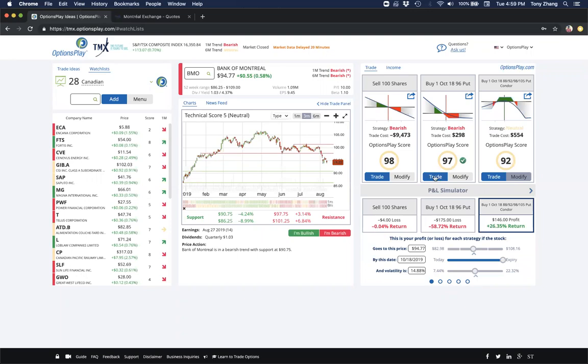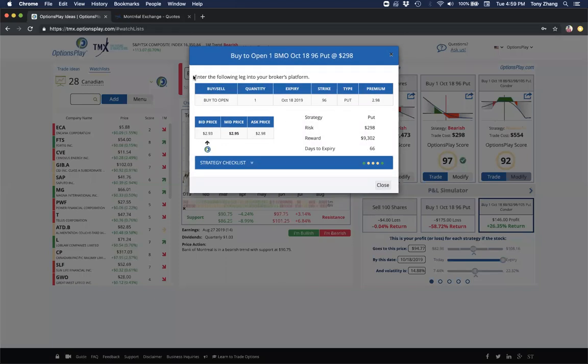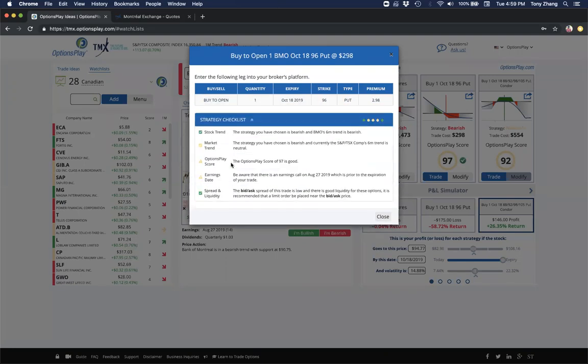And once you're comfortable with the strategy you want to trade, you hit the trade button, and we will show you how to enter this trade into your broker's platform. For those of you that are beginners, we even have a strategy checklist really designed to make sure that you understand the risks that you're taking with these types of strategies before you go ahead and place these trades.